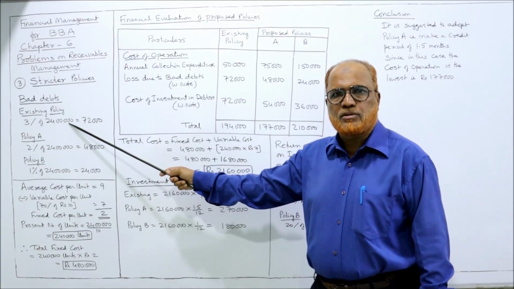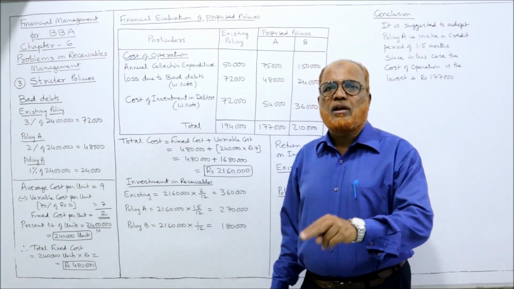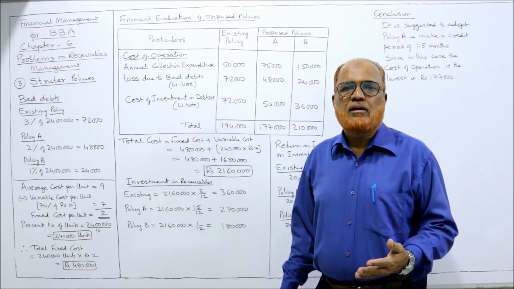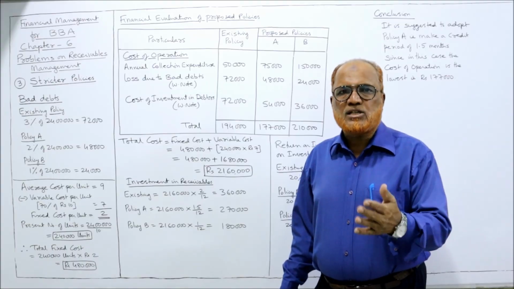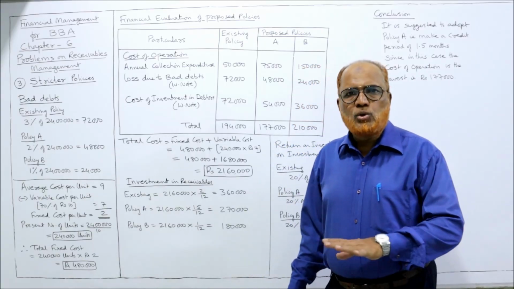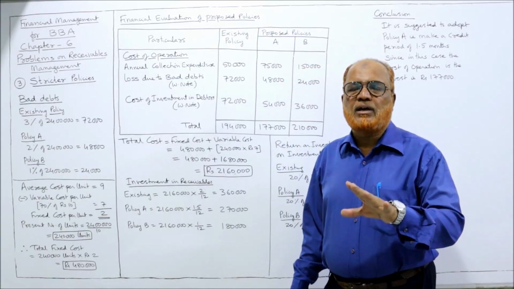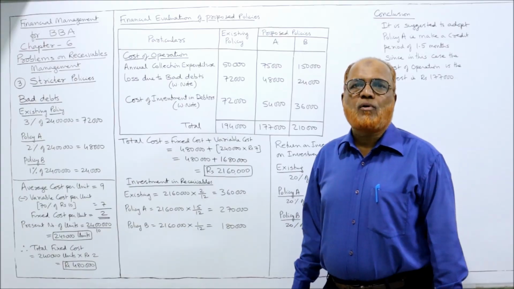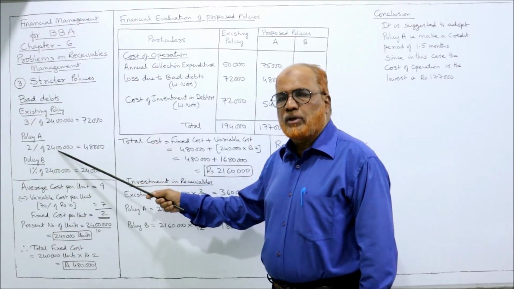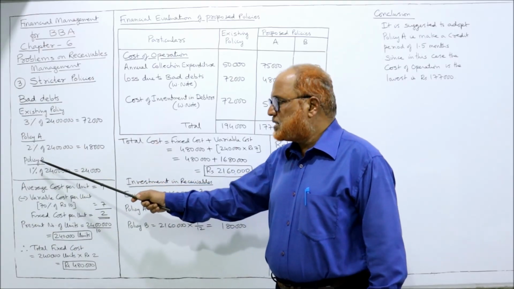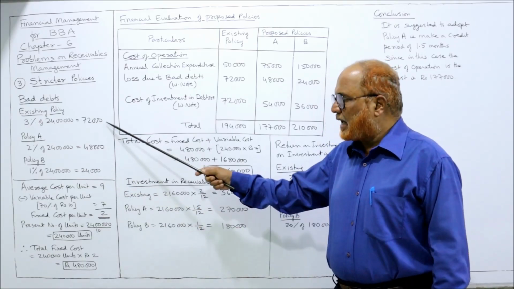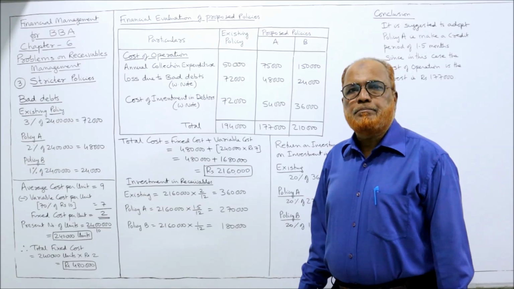Presently, that is the existing policy. In A policy, it has been reduced to 2%. There is no change in sales given. If a sales change had been given, we would have calculated the profit. So there is no change in sales. That's why we compare the cost of operation, right? Now, policy A, 2% of 24 lakh is 48,000. Policy B, 1% of 24 lakh, it is 24,000. So we have calculated the bad debts.